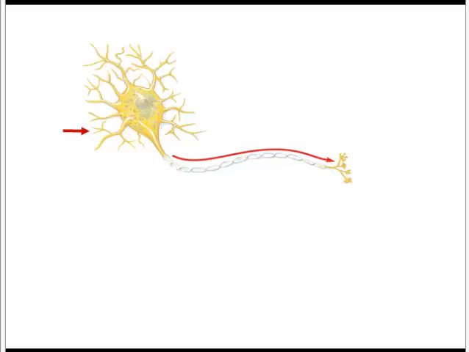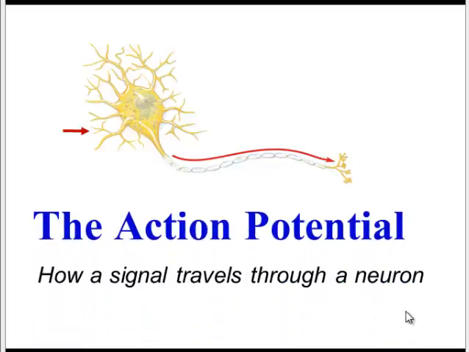In our last video, we learned about the structure and function of the neuron. In this video, we're going to take a look at how information is transmitted along the neuron. In other words, how an action potential works.